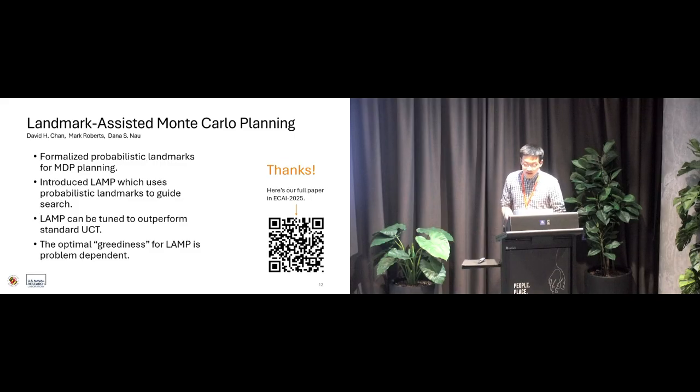But our work also provides strong evidence that landmarks are an effective form of heuristic guidance for probabilistic planners. And so for future work, we believe there's potential in exploring methods for adaptive alphas that change during planning or integrating deadlock detection to make that greedy search safer.